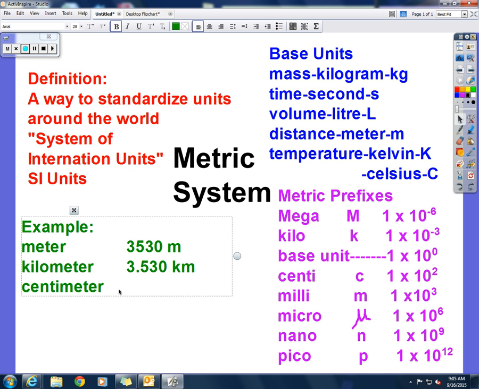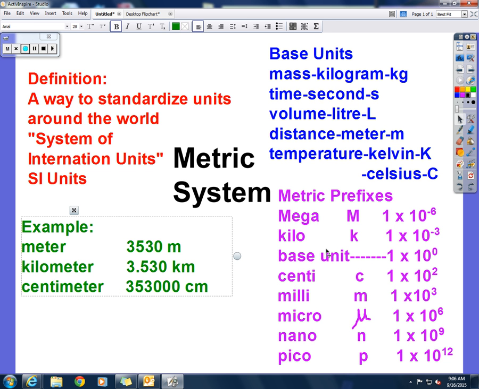And then a centimeter is 100th of a meter, or there's 100 centimeters in a meter. So if I have 3,530 meters, I have 353,000 centimeters. So I multiply it by 100. So we're going to get into that kind of unit conversions tomorrow. But just so you know, that's kind of what's coming your way, and that's what all these metric prefixes are.